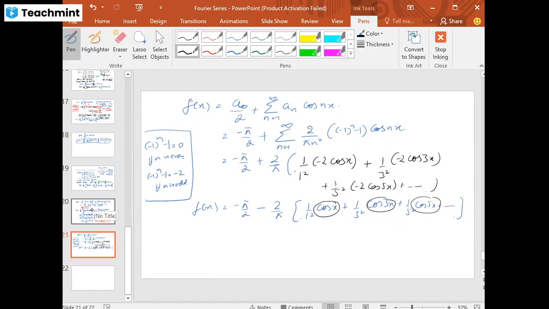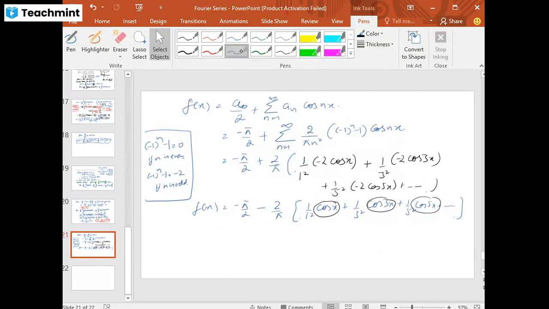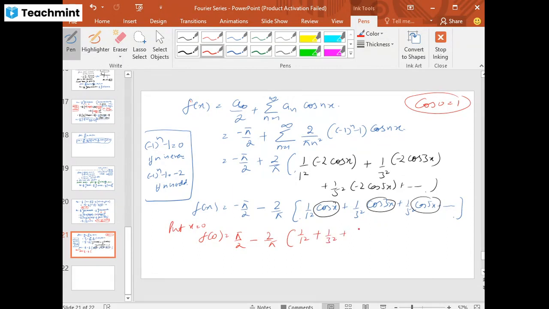Because our function is defined in the interval minus pi to pi, if I put x equal to 0, cos 0 is 1. Okay. So if I put x equal to 0, we get f of 0 equal to minus pi by 2 minus 2 upon pi times 1 upon 1 square, 1 upon 3 square, 1 upon 5 square, and so on.